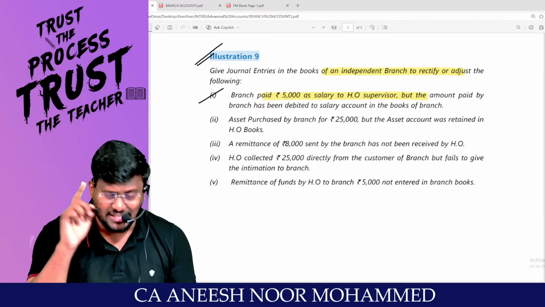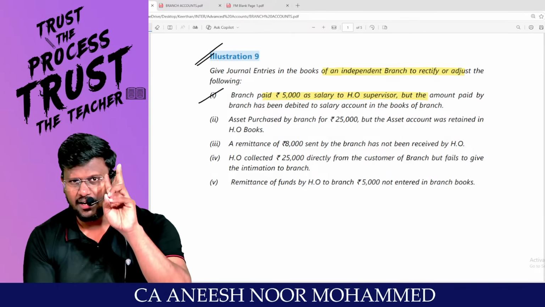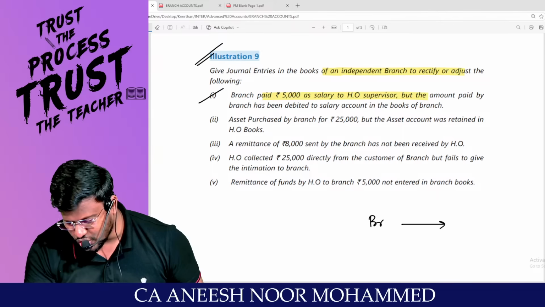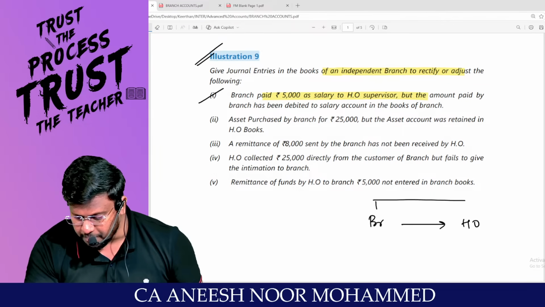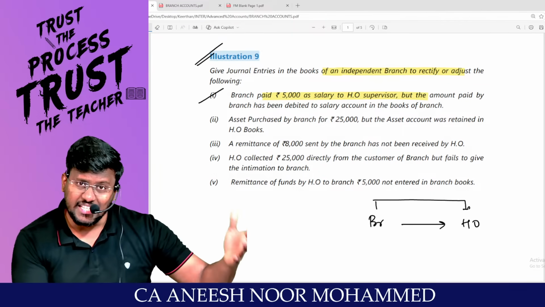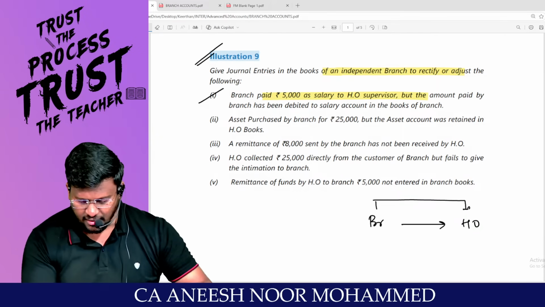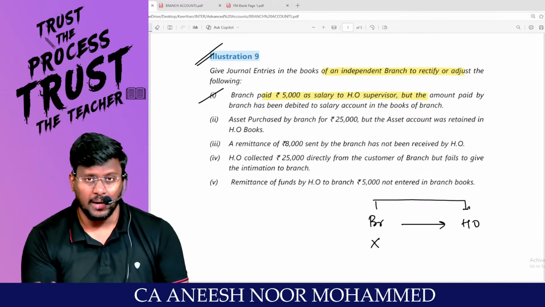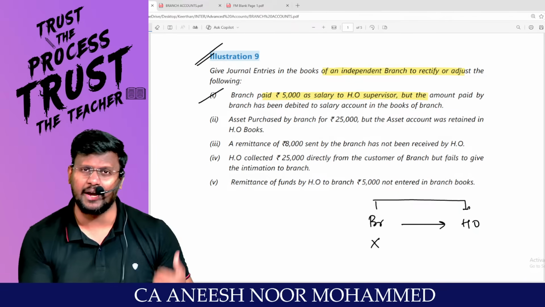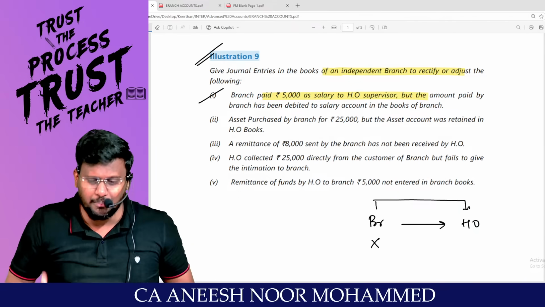So you always think as the branch. The competition is only between two parties: the branch and the head office. Who paid? The branch paid. Whose expenses? Head office expenses. Then is it an expense to the branch? No. Then it is a receivable from the head office. The branch is supposed to get it from the head office.